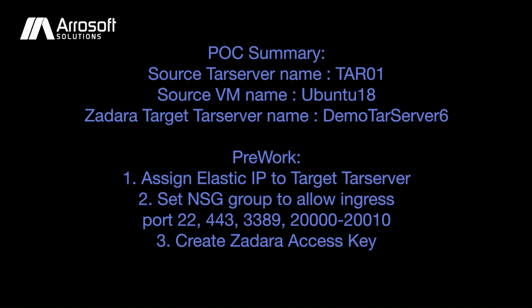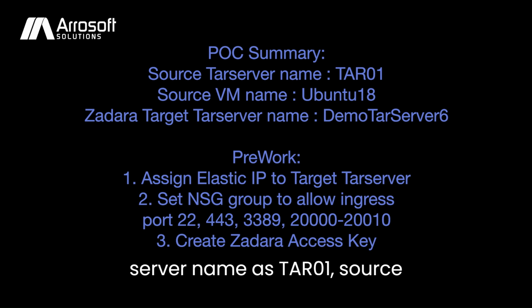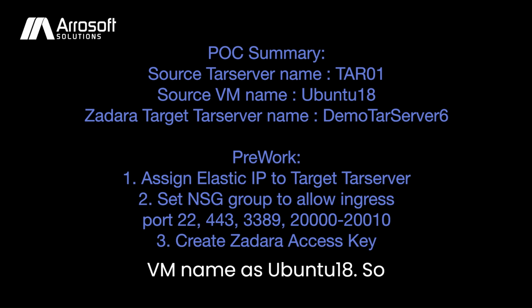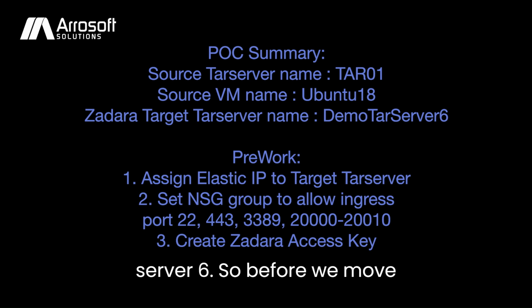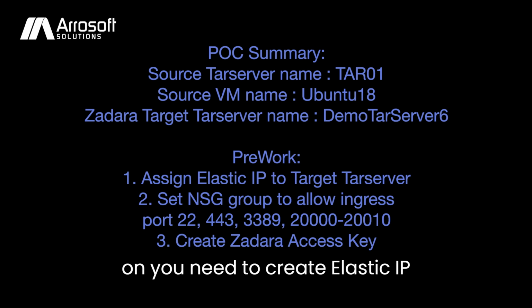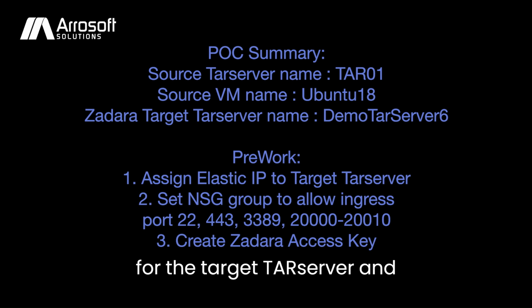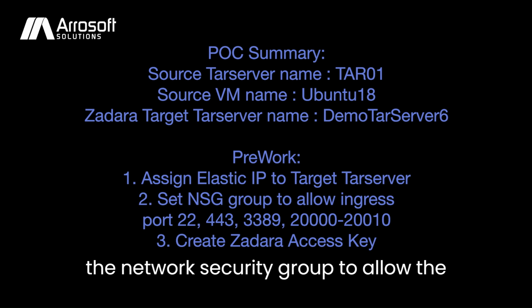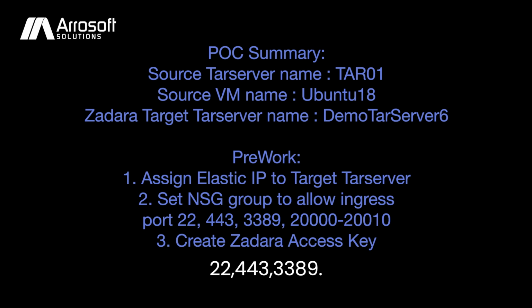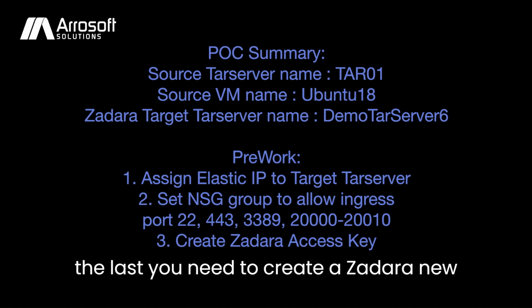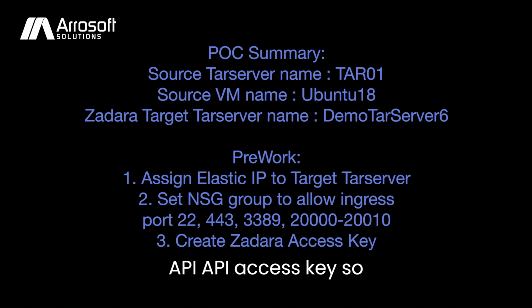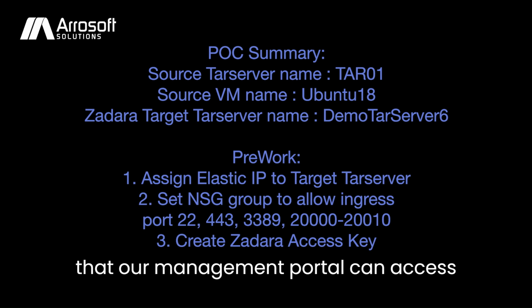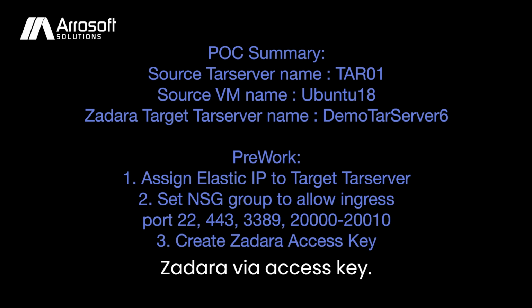Source tar server name is tar01, source VM name is Ubuntu 18. Our target tar server will be demo tar server 6. Before we move on, you need to create an elastic IP for the target tar server. Then you need to set the NSG, which is the network security group, to allow the ingress ports 22, 443, 3389, 20000 and 20010. And lastly, you need to create a new Zadara API access key so that our management portal can access Zadara via the access key.